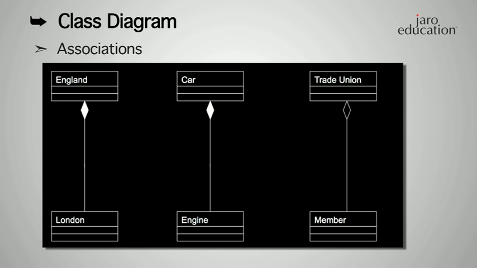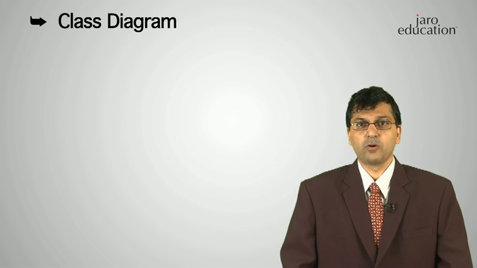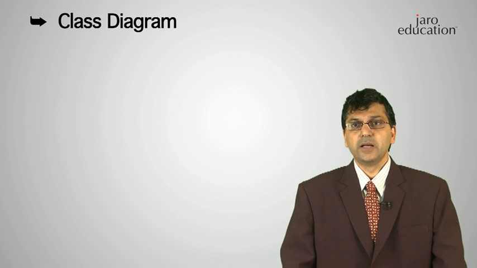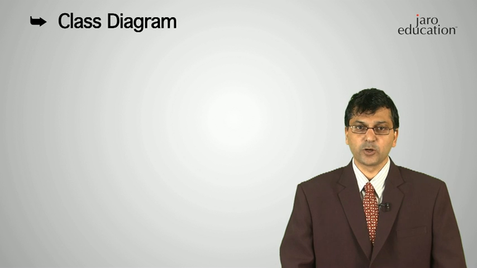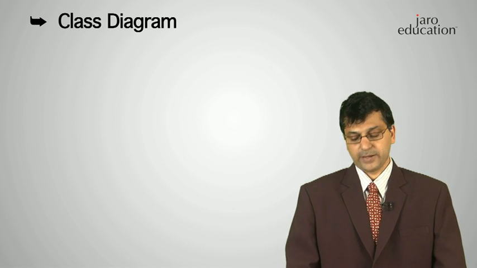And then there is composition, where the part cannot exist without the whole. So if England is destroyed, London also is destroyed. If there is no car, what's the use of an engine? Okay, so that's composition. So we'll switch to Visio again and see how a class diagram can be created, and we'll see various permutations and combinations there, including associations, composition and aggregation.